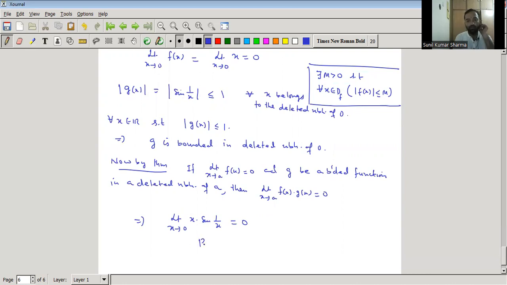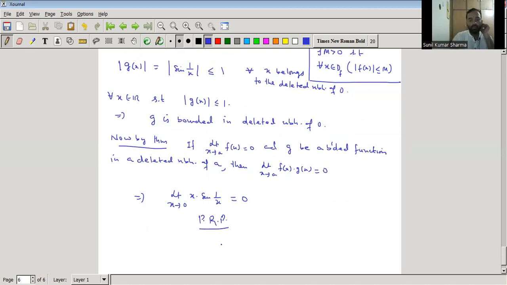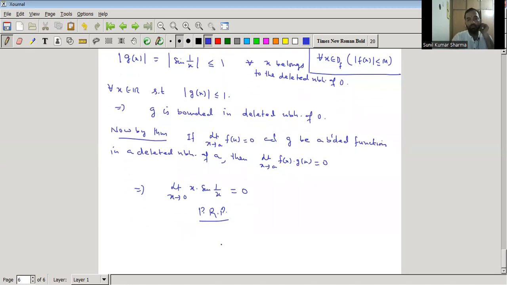Again, PRP: pause, review and proceed. Go through this, the proof of this, and try to solve some examples. Again, exercise: evaluate limit x goes to 1 of x minus 1 into sine 1 upon x minus 1.